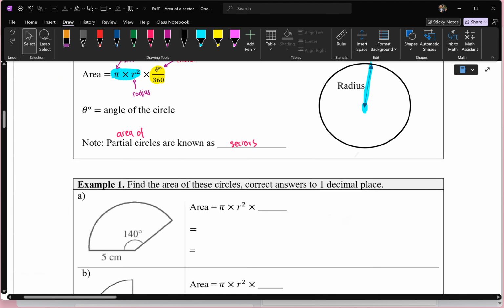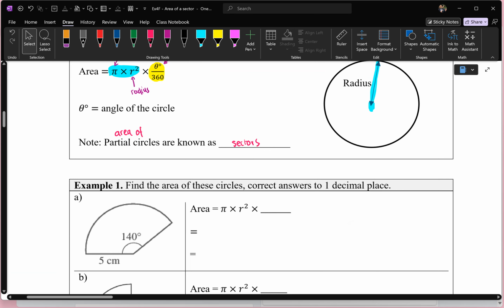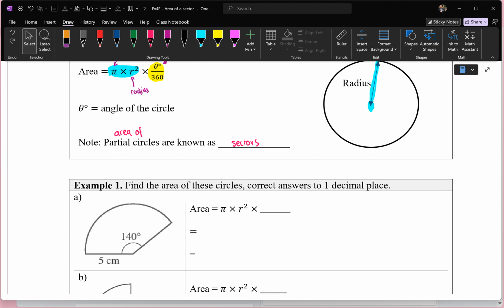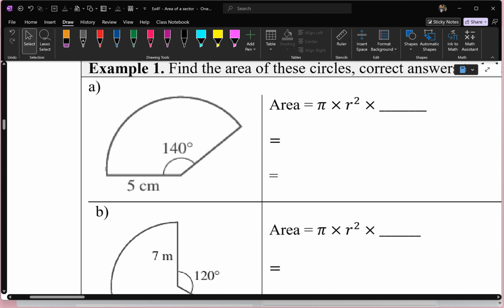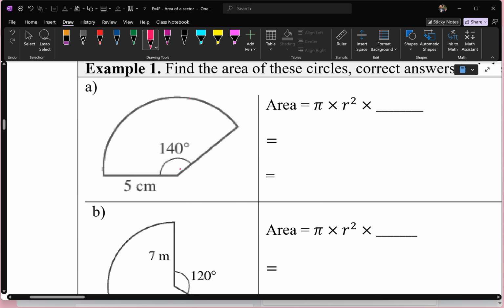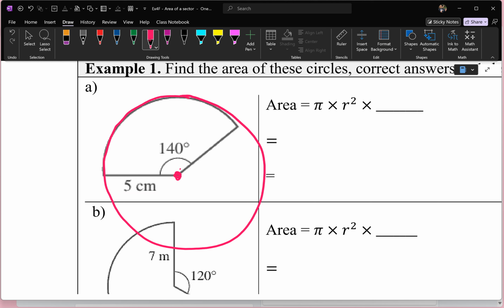Now, let's do an example here. Example 1. So say you're not looking for the area of a full circle, but you're now looking for the area of part of a circle. So you can see in this example here, they want you to correct the answers to one decimal place. But can you see that if I were to draw a full circle, this would have been the full circle. And obviously the radius, which is from the center of the circle to the side of the circle, this is 5 centimeters. So I know the radius, r, must equal 5 centimeters, right?